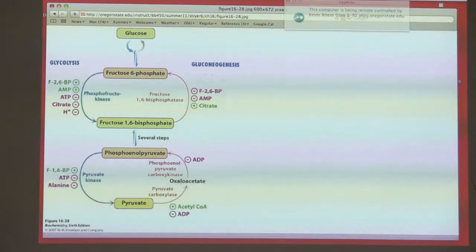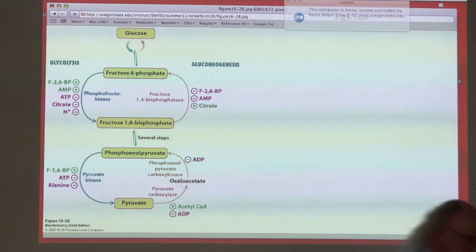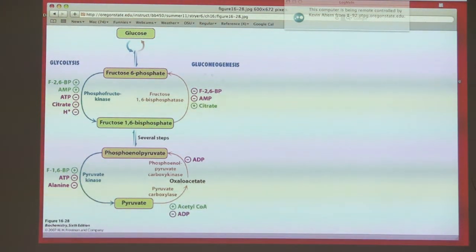It's losing triphosphates every time. Well, that's generally not in the cell's interest. The cell does not want to be having both pathways going on simultaneously. So the regulatory scheme that cells use is to inhibit cyclic pathways, futile pathways from occurring. Okay? Well, let's look and see how it accomplishes it.